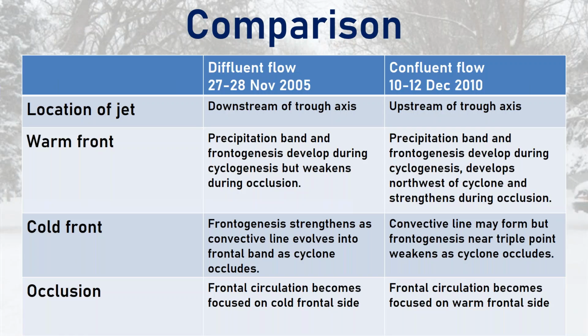There may be a convective line that forms along the cold front, but it's going to be rather detached from our warm frontal precipitation, and it doesn't move northward like we saw in the other case, because our jet streak is still diving southward and our dry slot's not moving north, so you can't bring that unstable air along the cold front northward into the trough. So in that case, the frontal circulation within the trough stays focused on the warm frontal side.